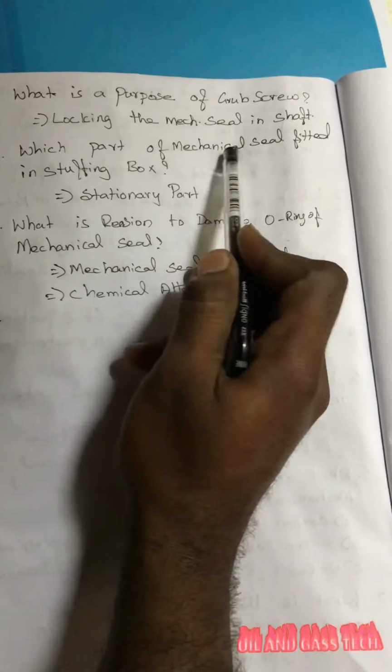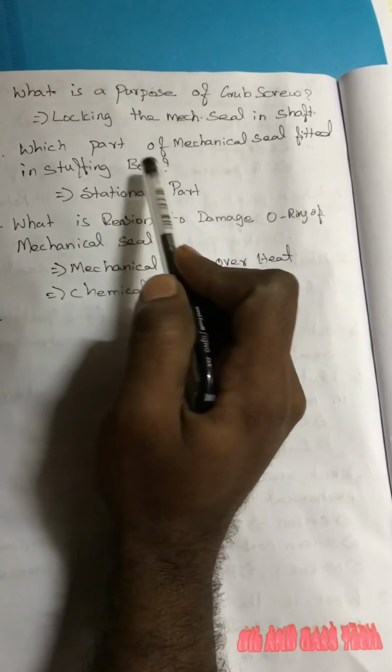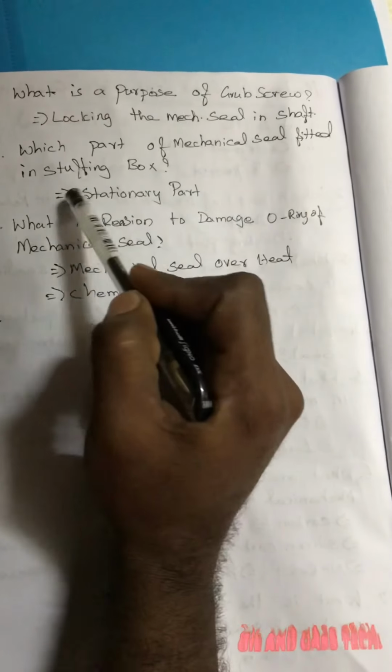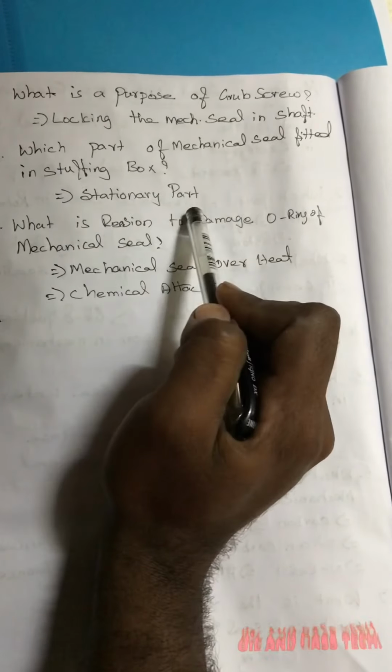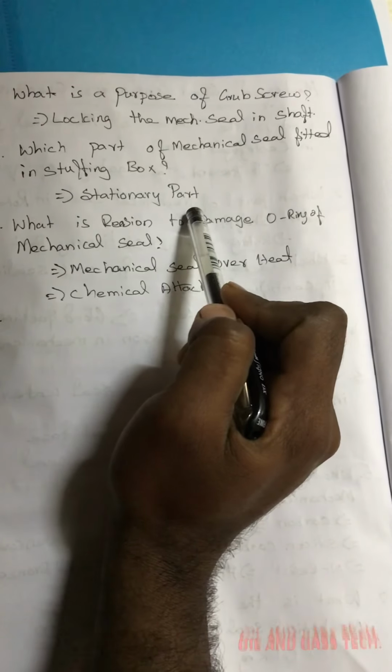Which part of mechanical seal is fitted in the stuffing box? Stationary part. Stationary part is fitted in the stuffing box.